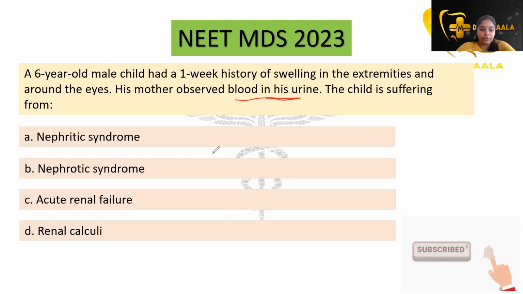So nephritic or nephrotic? The main difference between nephritic and nephrotic syndrome is that the presence of blood in urine is seen only in nephritic syndrome. So the other options are ruled out because of the symptoms. The most commonly matching symptoms are present between nephritic and nephrotic syndrome, and the most distinguishing feature here is the presence of blood in urine. So hence the answer will be nephritic syndrome.